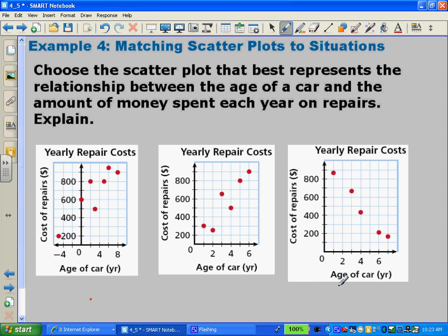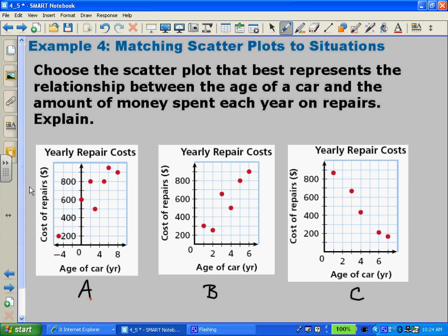So you'll be considering some situations in your homework. You'll also be looking at something like this. Here they give you a situation and possible graphs, and they want you to choose which graph makes the most sense. So let's label these graphs A, B, and C.